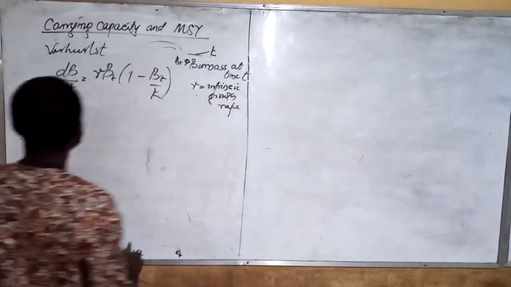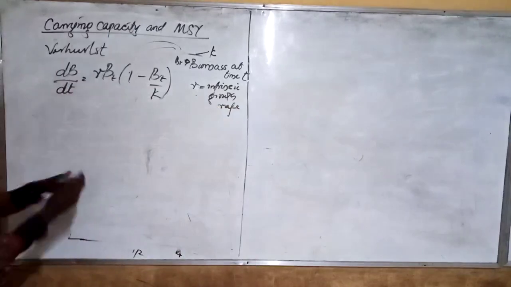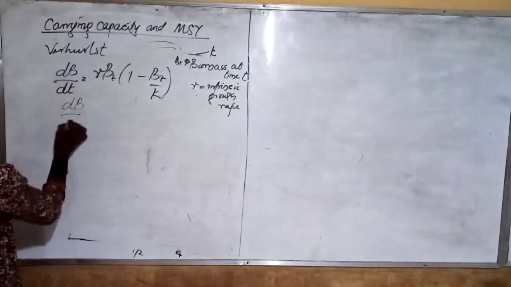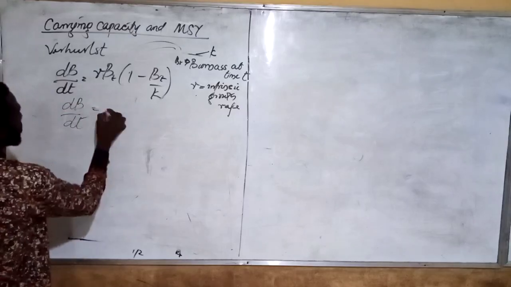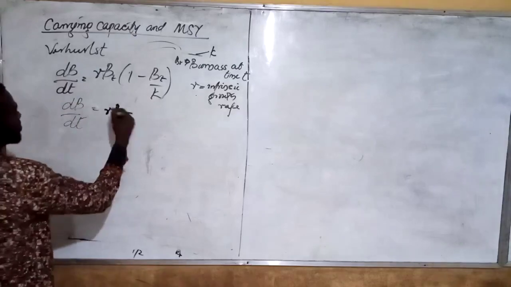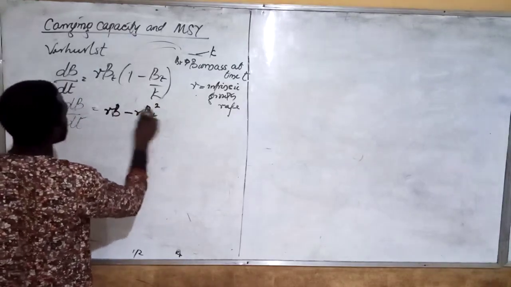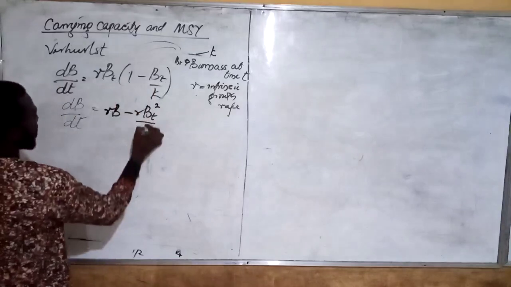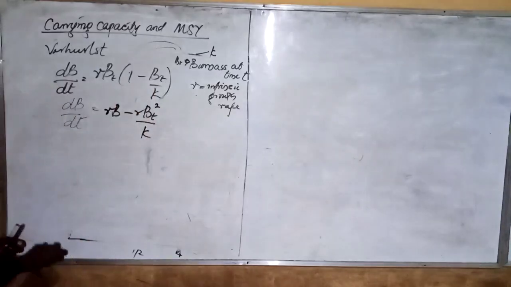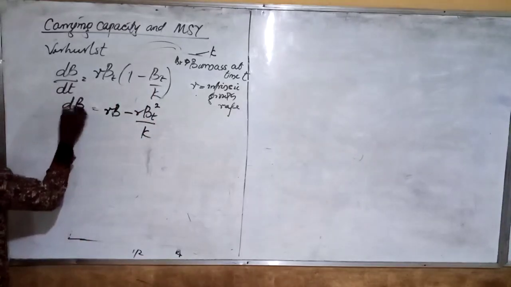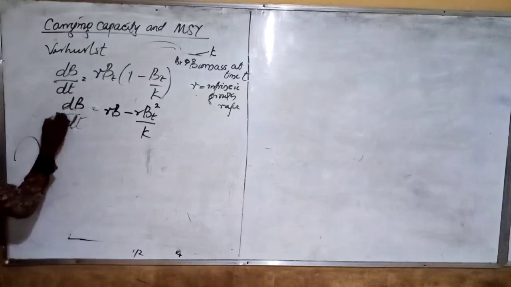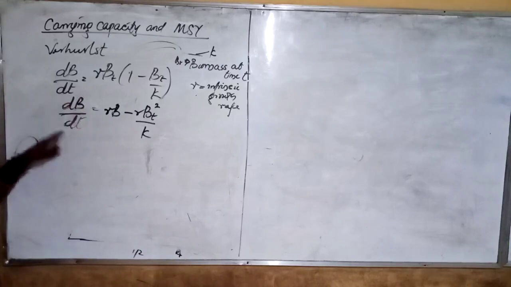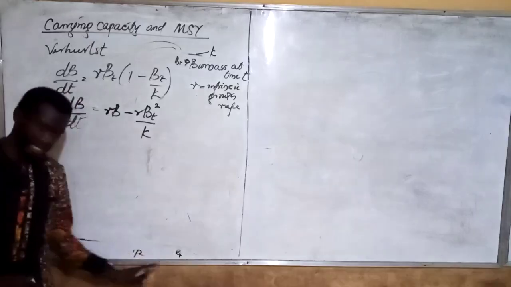All right. Now, what do we have here? Let us open the bracket. We're going to have dB/dt equal to RB, and opening the bracket, RB minus this times this, which becomes R B sub t all squared, over K. Now, in order to get that slope that we had here, we are going to differentiate this. We are going to take the rate of change of this according to the biomass.